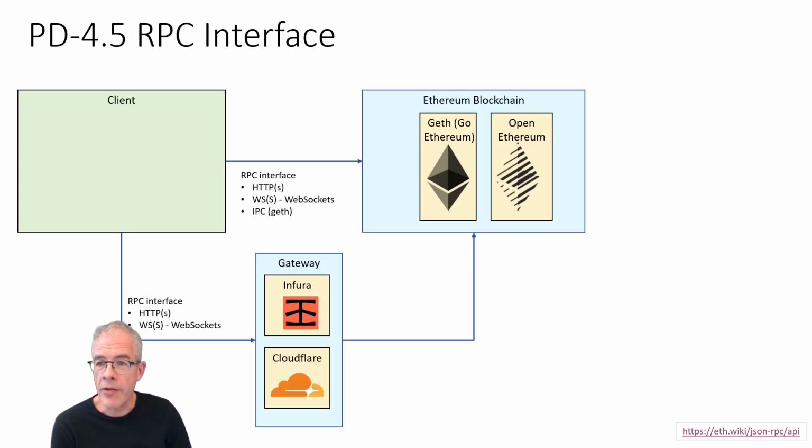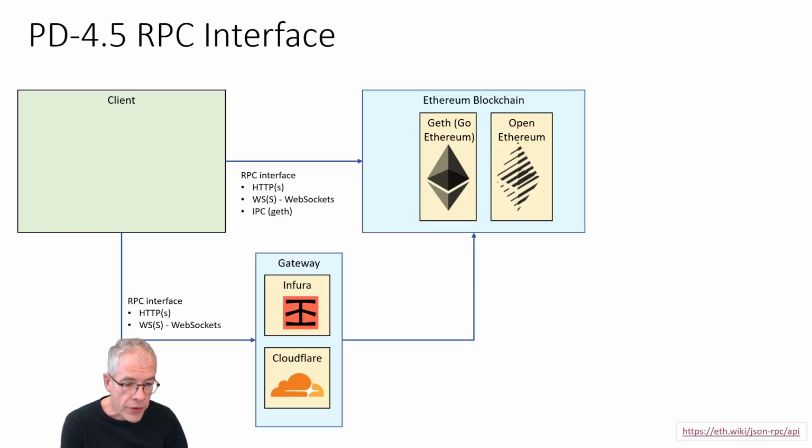We've already seen quite a bit about the RPC interface, and here's a summary of all the commands. To summarize in a picture, you can have a node like Geth or OpenEthereum, which you can run on your own machine, or you could run it over a gateway, which is on the internet, like Infura or Cloudflare. Well, there are RPC interfaces. They're usually over HTTP or HTTPS, but it could be over WebSockets, or if it's the node running on your own PC, you could also use the IPC protocol. That's an internal protocol on your PC.